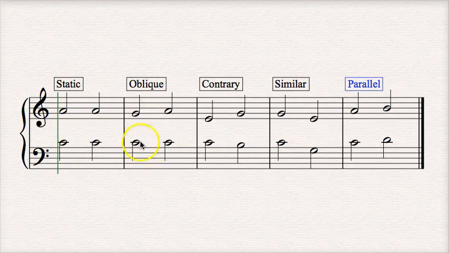Oblique is where one voice stays put when it goes to the next harmony, whereas the other voice moves in either direction. Contrary is when the two voices move in opposite directions. Similar is when the two voices move in the same direction, but not by the same distance. And finally, parallel, the two voices move in the same direction and the same distance.